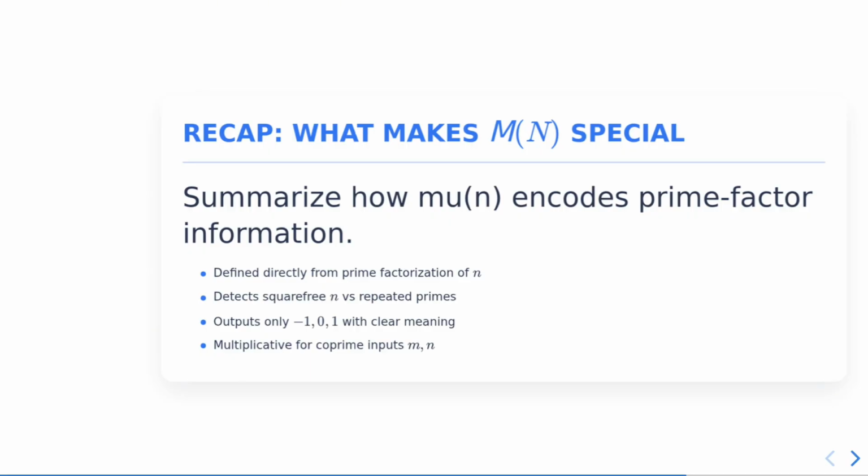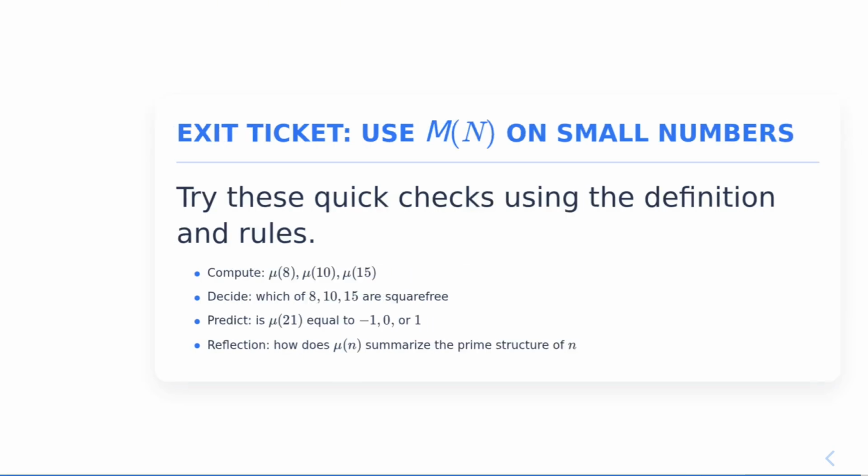So once I know the primes of n, I never need to compute any divisor sums to get mu of n. I just inspect the exponents and count how many distinct primes appear. Exactly. That is why mu is such a central object in multiplicative number theory. Next time we will plug this function into divisor sums and see how it lets us reverse those constructions from lecture 1. Try the 3 values on the slide.